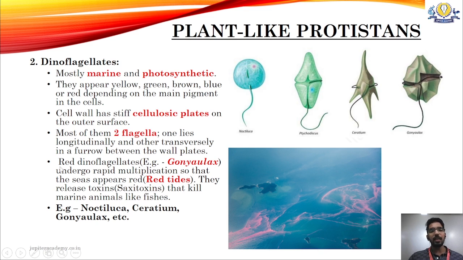So red dinoflagellates, for example Goniolax, undergo rapid multiplication in the sea so as to appear red. The sea appears red as shown in the diagram, and this is called red tides. Red tides, again a very important NEET question. Red tide is due to which organism?